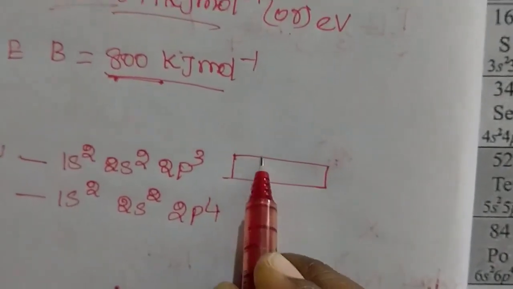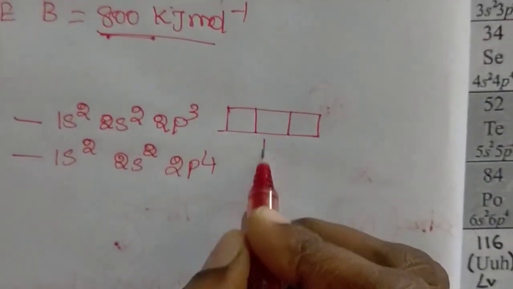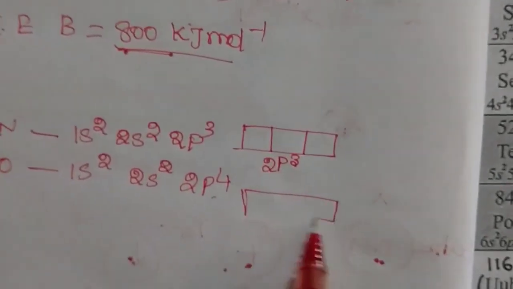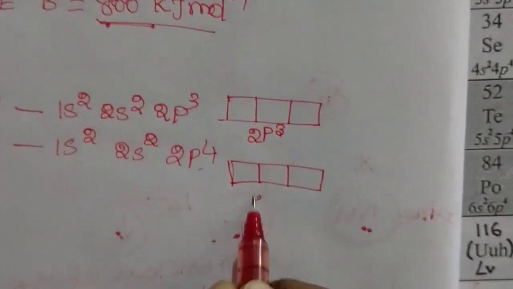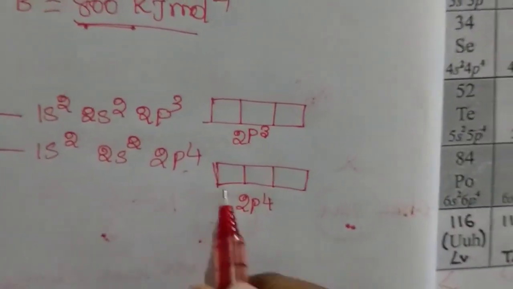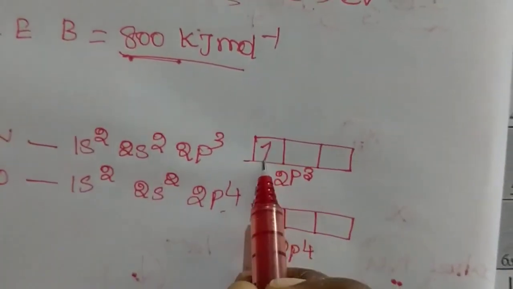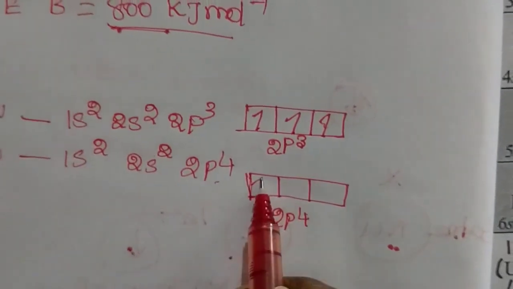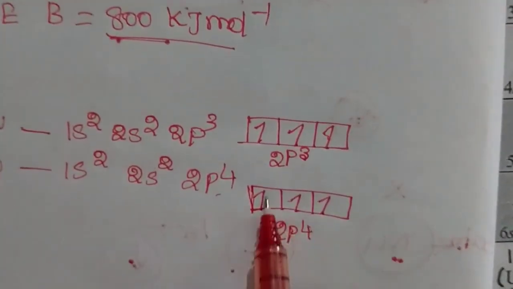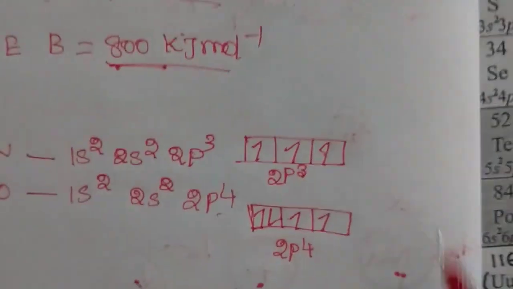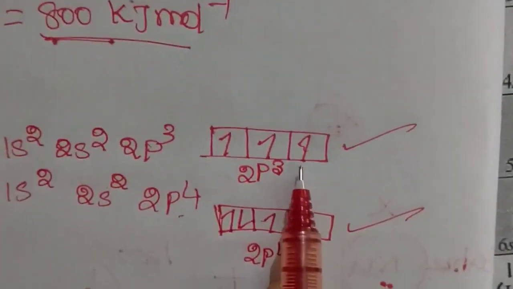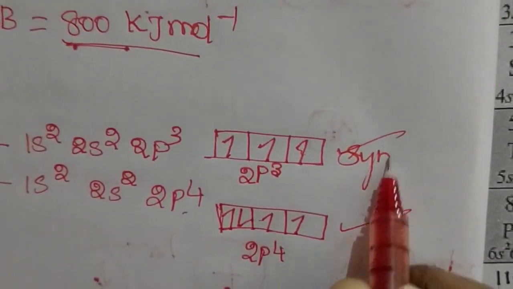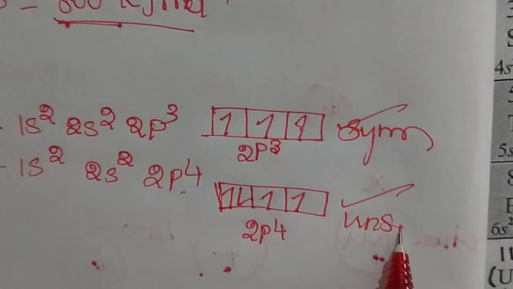Now write the valence shell orbital box wise. You write the p block. Okay, so this is 2p3. This is 2p4. Right here, 1, 2, 3 boxes. Now fill the electrons in it. 1, 2, 3, because there are only 3 electrons. Here you fill 1, 2, 3 and 4. Now compare these two. Which one is symmetrical and which one is unsymmetrical? This is symmetrical and this is unsymmetrical.